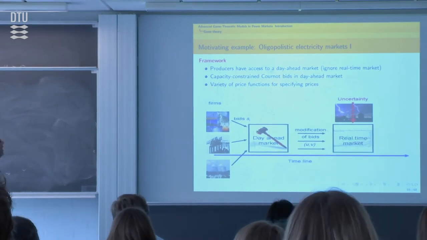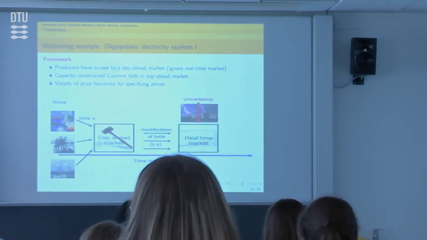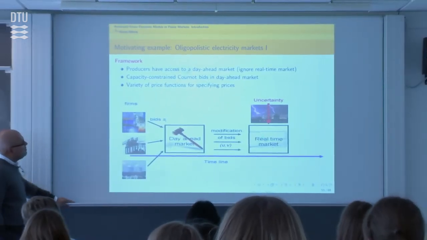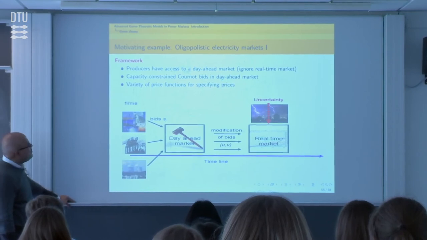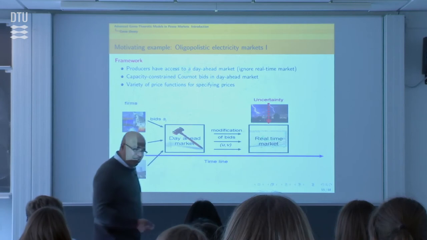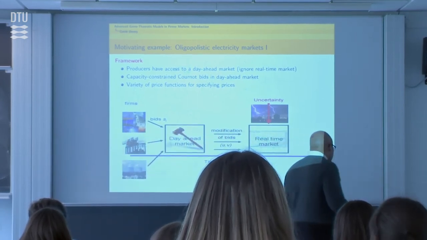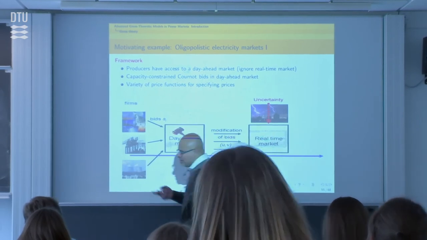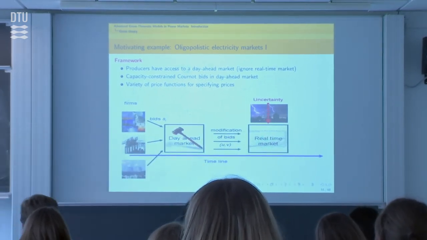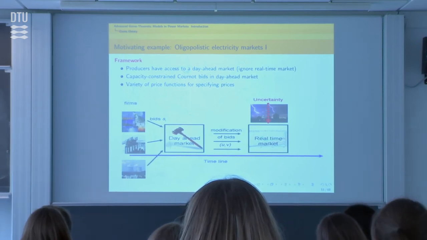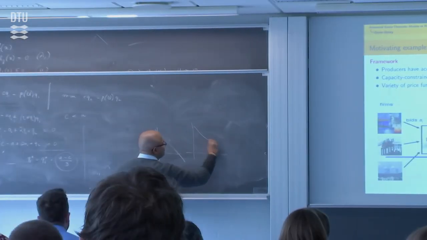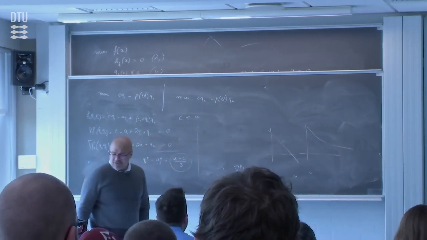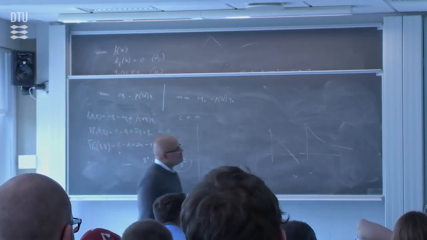Here's another example. So this is a more refined electricity market. That generalizes Cournot. So producers have access to a day-ahead market. Ignore the real-time market. There are capacity-constrained Cournot bids in the day-ahead market. So now you have producers who have a capacity constraint. And there are a variety of price functions for specifying prices, not just a simple A minus capital Q. It might be some general function which is descending. Essentially, A minus BQ is this function, right? You could also have functions like this, more general functions. The question is, how do you deal with those? So let's talk about that.